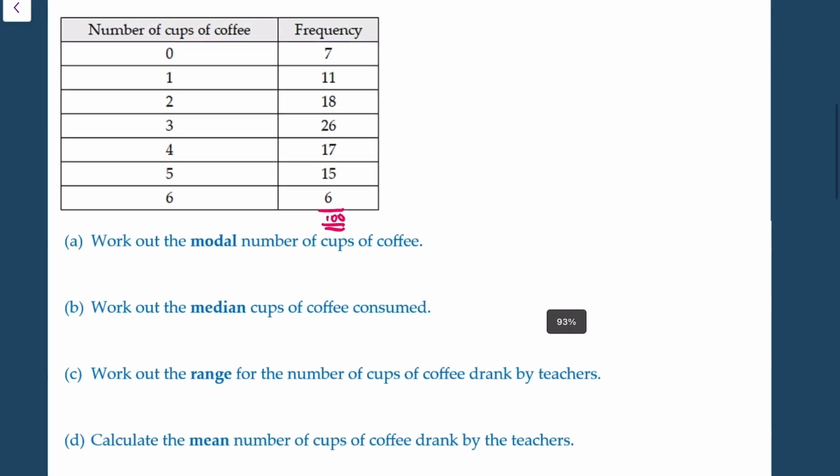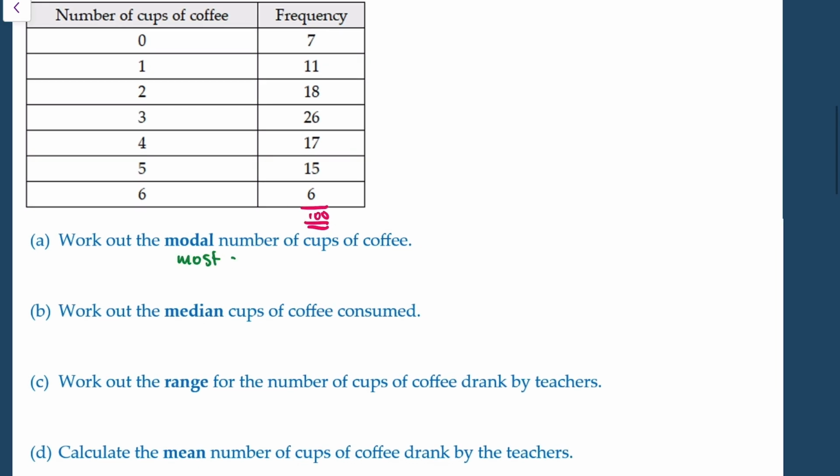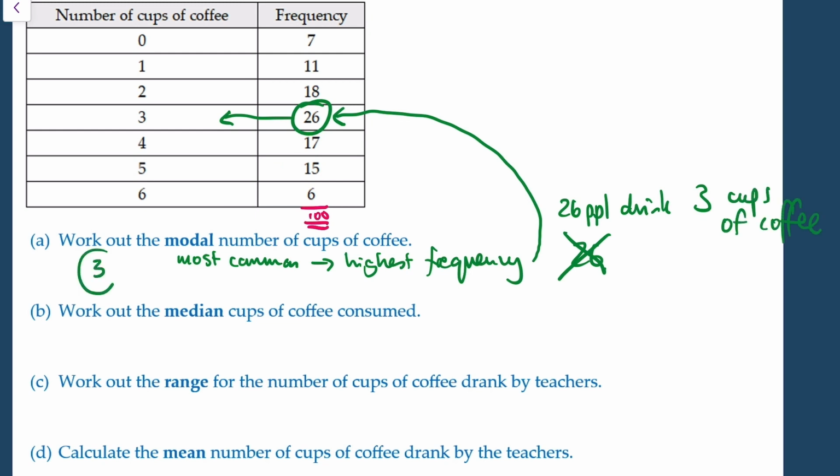Work out the modal number of cups of coffees. That's the first one we're starting with. Now, mode or modal means most common. And we said an easy trick is just to look at the highest frequency. We're looking for the highest frequency, which is 26 here. 26 is not my answer. The answer is not 26. 26 people drink 3 cups of coffee. So 3 is the actual answer.